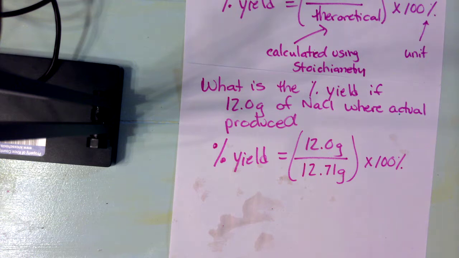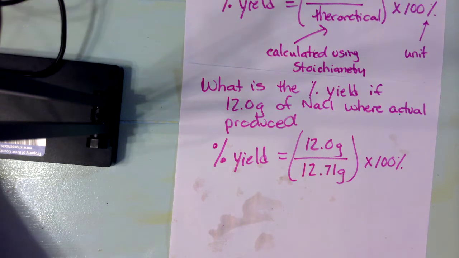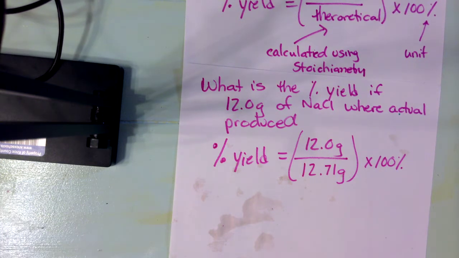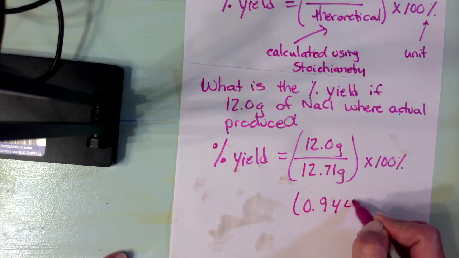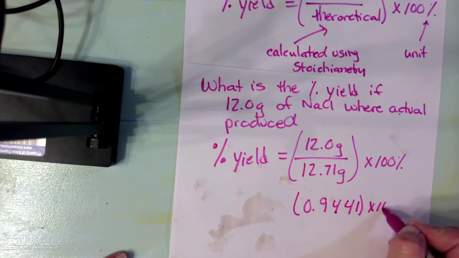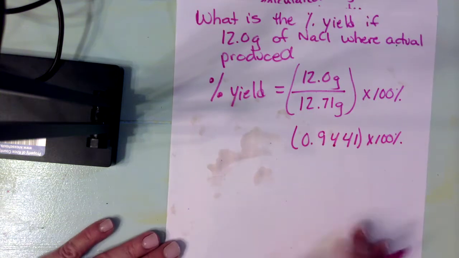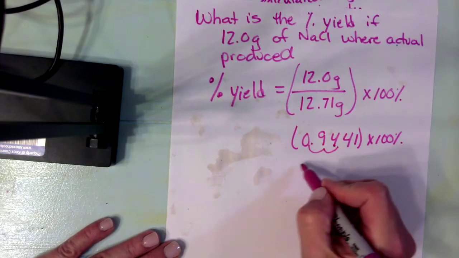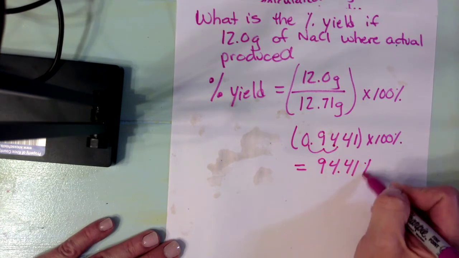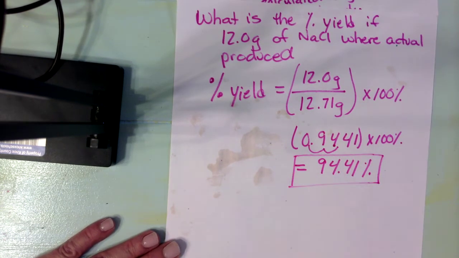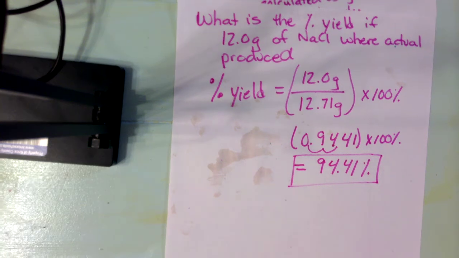So when we take 12 and we divide that by 12.71, we get 0.9441 times 100%. We can also just move our decimal over 2 spots. And so this means that our percent yield was 94.41%. This is fairly good. We usually want to target for about 95% or higher.